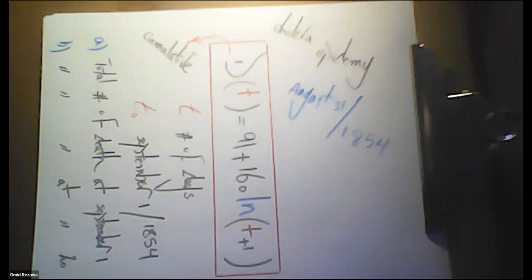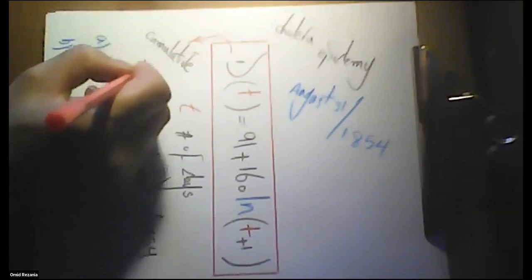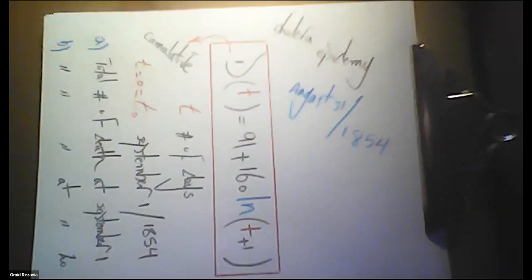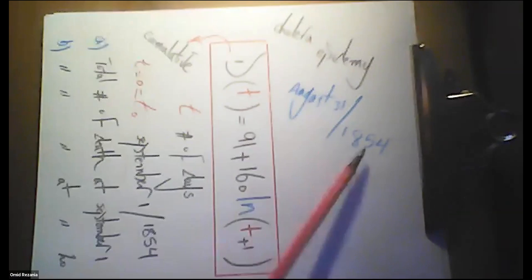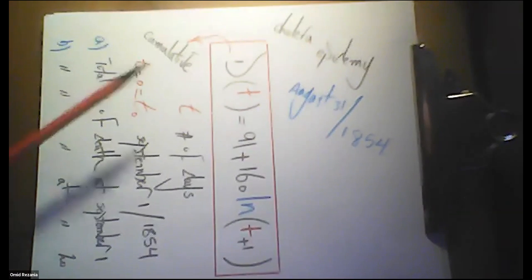T naught means the day which you started it. It becomes September 1, the initial day. We assume that T is going to be 0. T naught is T equal to 0. We call that T naught. September the 1st means the day after the epidemic has been identified in London, UK, in 1854.